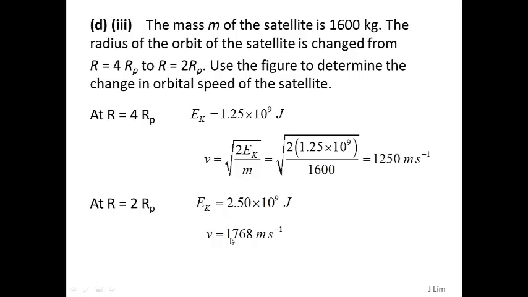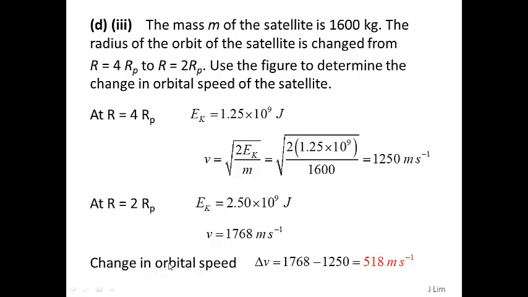So the speed will be 1768 meters per second. So the change in orbital speed will be final minus initial, which is 518 meters per second.